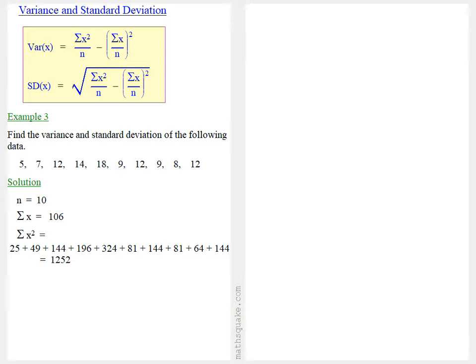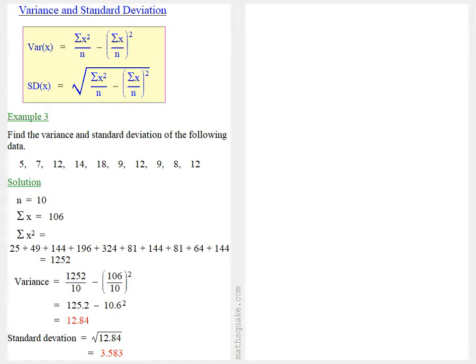1252. Now we have the variance is the sum of the x squareds divided by n minus the sum of the x's divided by n all squared. So that's 1252 divided by 10 minus 106 over 10 all squared, which is 125.2 minus 10.6 squared, which comes out to be 12.84. So our variance is 12.84. And to get the standard deviation, we simply square root that. And that gives us the standard deviation is 3.583.